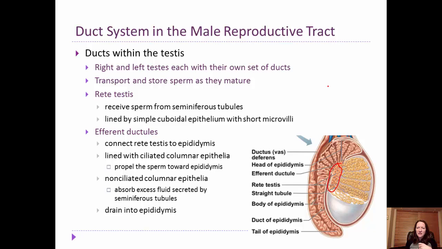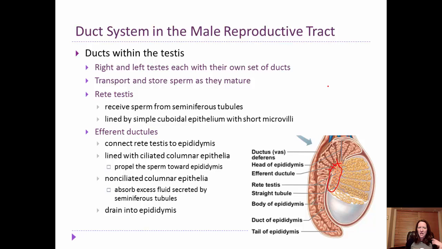From the rete testis, I kind of drew over it, but you have these little efferent ductules. You might remember the term efferent from the lymphatic system and the kidneys. Remember, they are going to exit, so we are exiting out of the seminiferous tubules. These are lined with ciliated and non-ciliated columnar epithelium. The cilia help move the sperm where they need to go next, which is the epididymis. The non-ciliated cells help absorb any excess fluid that came over from the seminiferous tubules with the sperm. So now they are going to drain into the epididymis.